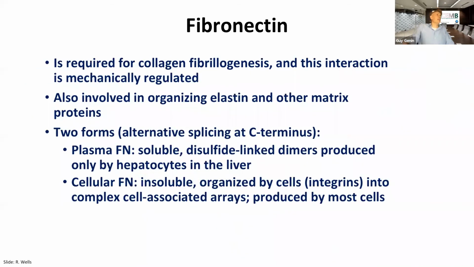There are two forms of it. One is plasma based. It comes out of the liver and goes through your circulatory system. And then there's a cellular version which doesn't get washed away, and it connects to the outside of the cells. You've heard about integrins, and they form these arrays right in the periphery of most cells and solid tissues. These go far enough out into the matrix to hit elastin as well.